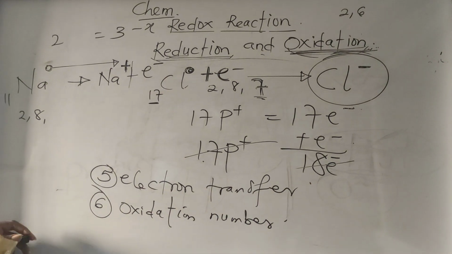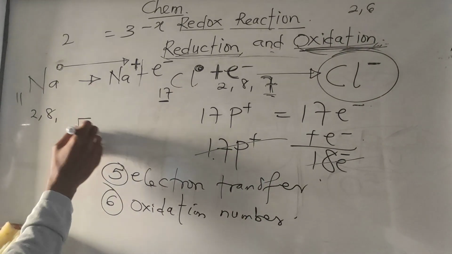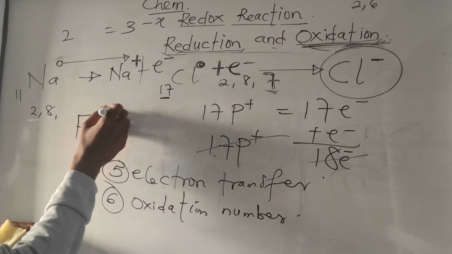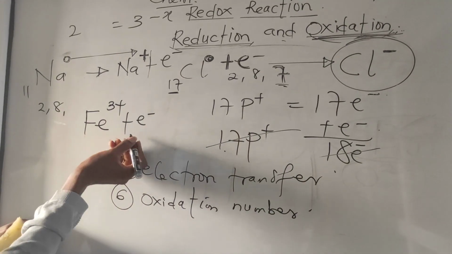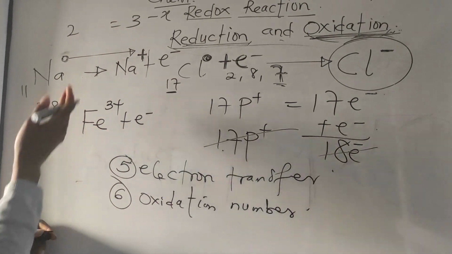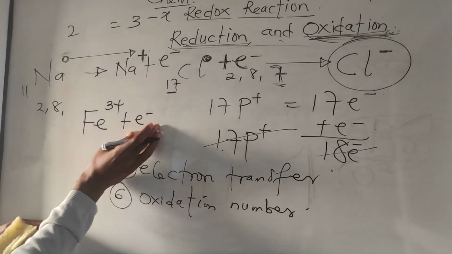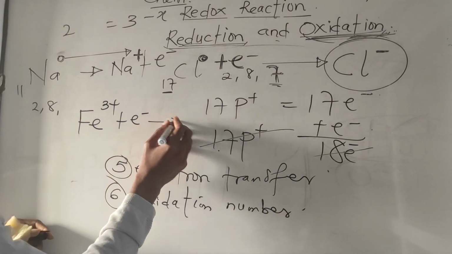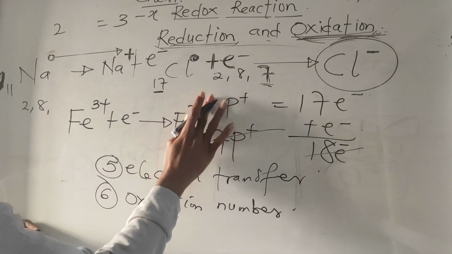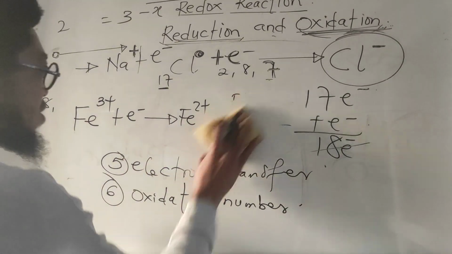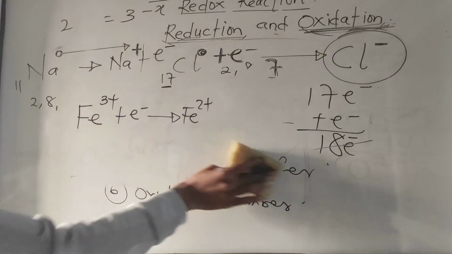You can simply see that in an example here. For instance, look at iron. If I have Fe 3 plus here, and then this guy goes and gains 1 electron, can you see I've added an electron? Do you think it will be oxidized or reduced? Addition of electron will reduce it. So it will become Fe, and we are going to have 2 plus at the end here. So in this case, you can see clearly that this is reduction.